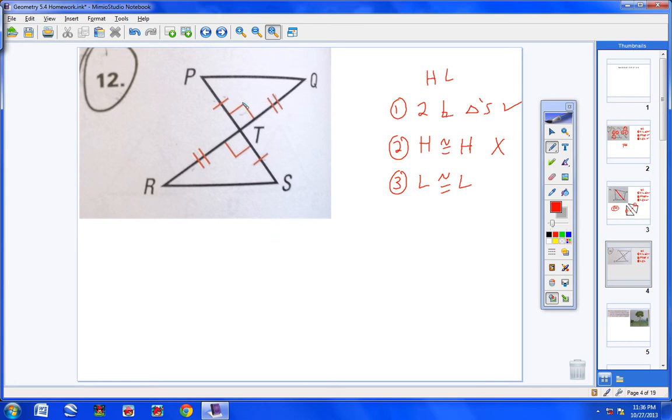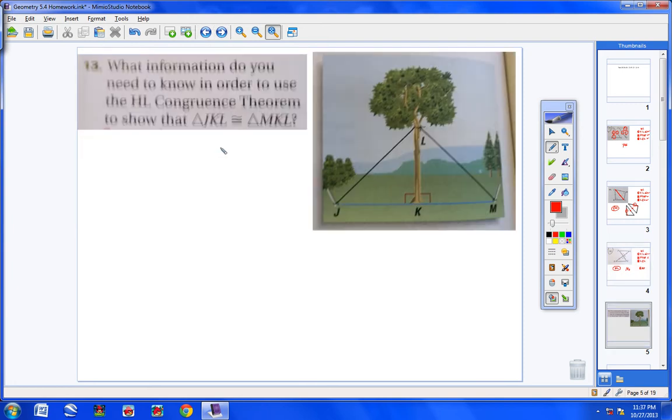Now listen, I'm not saying these two triangles are not congruent. In fact, they are congruent because we have side, angle, side, congruent to side, angle, side, SAS. So these two triangles are congruent, but you cannot use HL for your reason because you do not have one hypotenuse here congruent to one hypotenuse down here. So no, you cannot use HL. Okay, let's continue on and take a look at number 13.